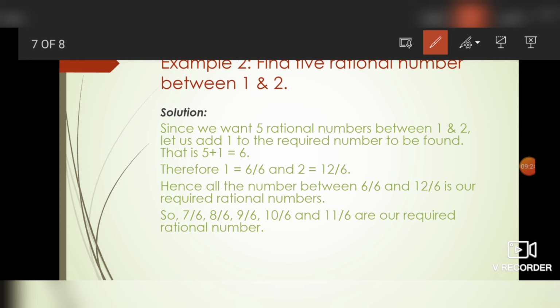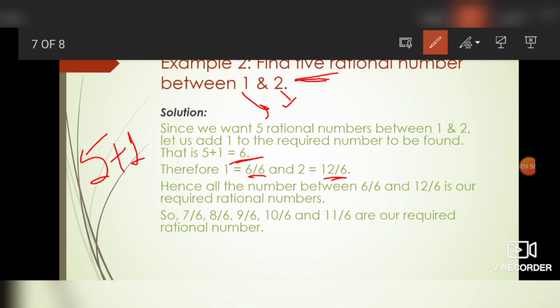The easiest way is, first we have to see how many rational numbers we have to find. We have to find 5 rational numbers. So to this number 5 we will add 1. We will get 6. Now this number 1 and this number 2, we have to express in p by q form. So 1 can be written as 6 by 6. We have to use the number 6 over here. And 2 can be expressed as 12 by 6.